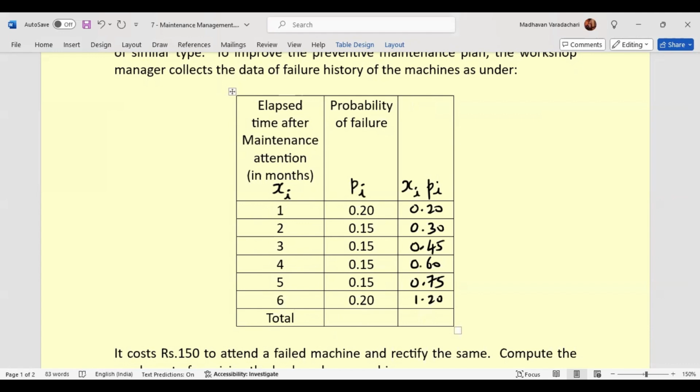0.2. Let us add this. 5 plus 5 is 10. So you will have 1. 1 plus 2 is 3. 3 plus 3 is 6. 6 plus 4 is 10. 16, 23, 25. 2 plus 1 is 3. That means it is 3.5 months.